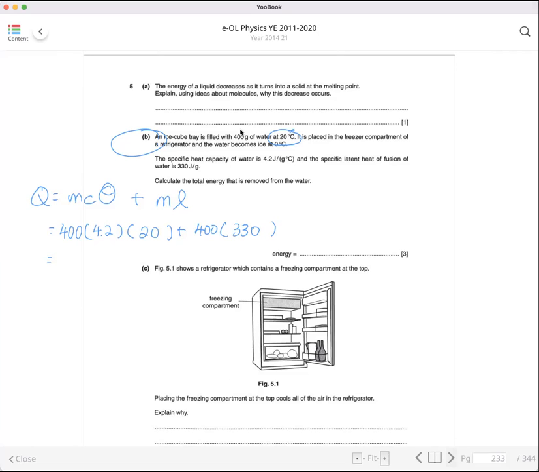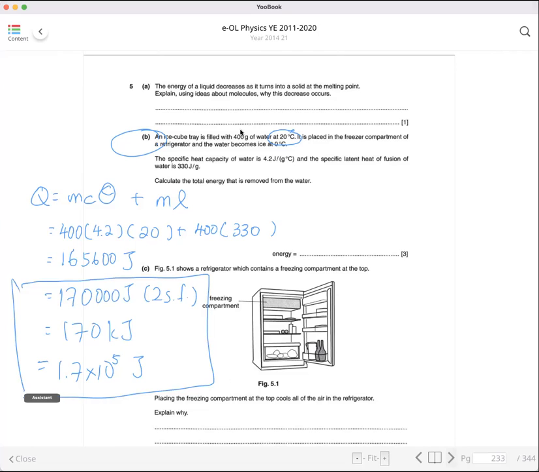If you get the exact answer, you should get 165600 joule. Because your answer cannot be more accurate than what's given, you can round it off to 2 SF, and that's your answer. Or you can write down 170 kilojoule as well, or 1.7 times 10 to the power of 5 joule. Either of these three answers is fine. Pei Guan, can you please write down the unit? The rest of the question, I will just skip. If you want me to go through, let me know. Any question for me so far?